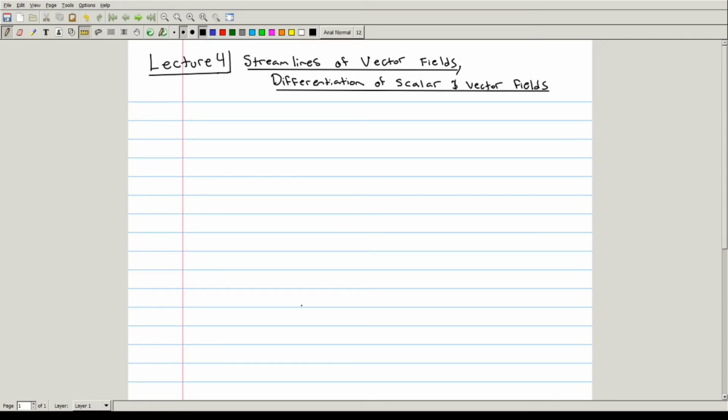Today we'll be talking about some different topics related to extending some of our ideas of uses of parametric curves. Specifically, we'll be moving into understanding a little more in depth the concept of vector fields. The first thing that we'll be talking about is what are called streamlines of vector fields. And then we'll move on to the concept of actually differentiating and solving for the rate of change of both scalar and vector fields.